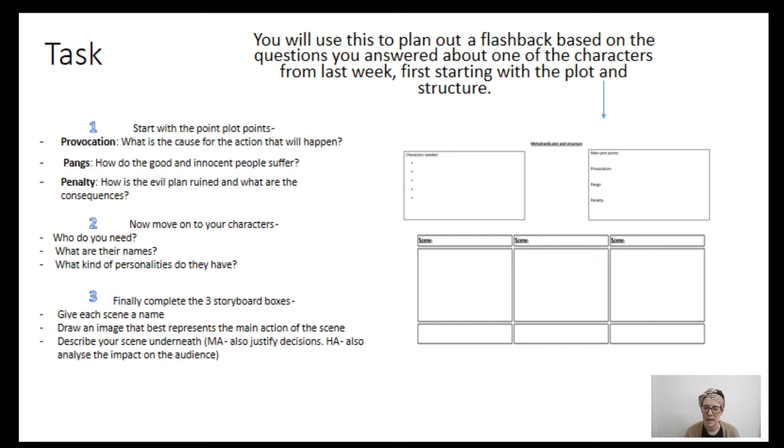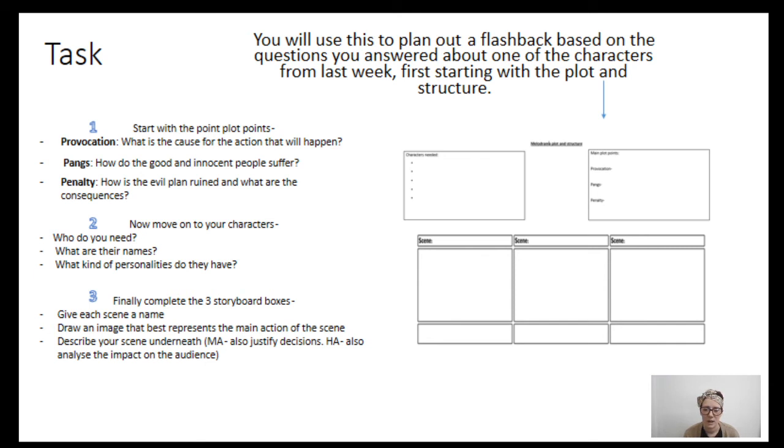Now, obviously, if you're on paper, you can simply draw this out. If it's digital and you have the technological capability to draw, that would be great. But if it's the case where you need to use screenshots or images from the internet that best represent what you want to go off, you might have to copy and paste those in. So this is where it takes a little bit more time. After that, you need to describe your scene underneath.